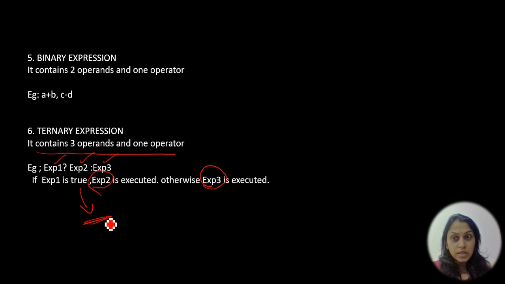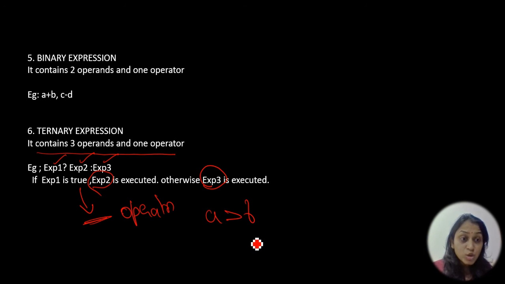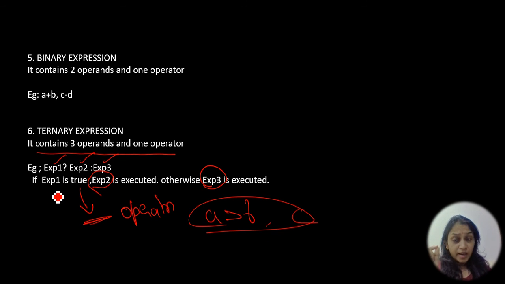Whatever it may be, it is only one operator we are performing. A greater than B means either A has to be executed or B has to be executed. Otherwise, C has to be executed. I am just talking about expression 1, expression 2, expression 3. These are all operands. Okay. Three operands and one operator, the operation that is going to be performed.